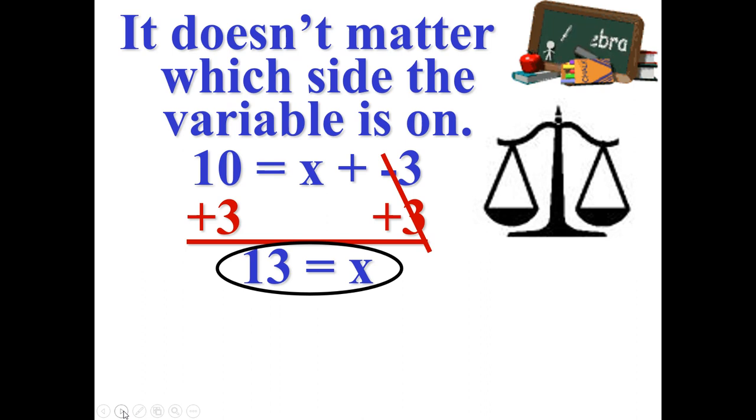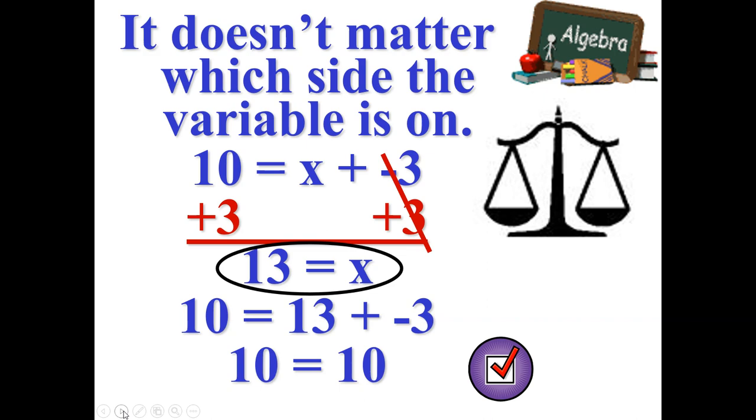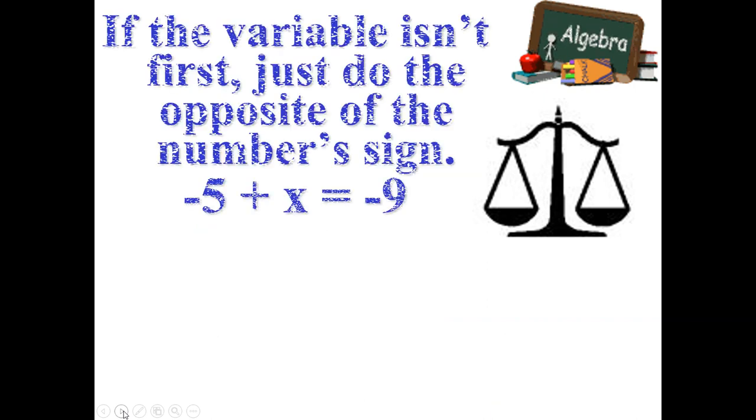As long as you practice your strategies by asking those 3 questions, first, what operation is going on? Second, how do I isolate the variable? Then you will be okay. If the variable isn't first, just do the opposite of the number's sign. That's totally okay. So in this example, we have -5 plus x equals -9. Once we know what operation is going on, here we're doing addition, we want to use the inverse operation to isolate the variable.